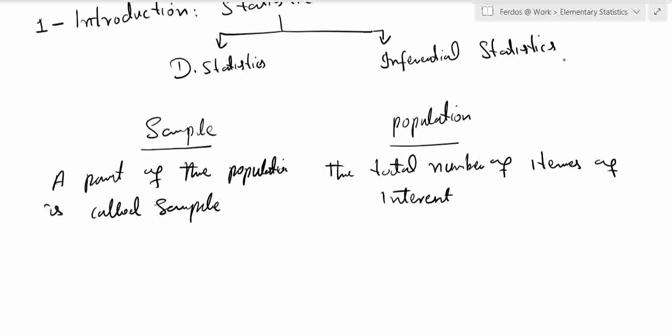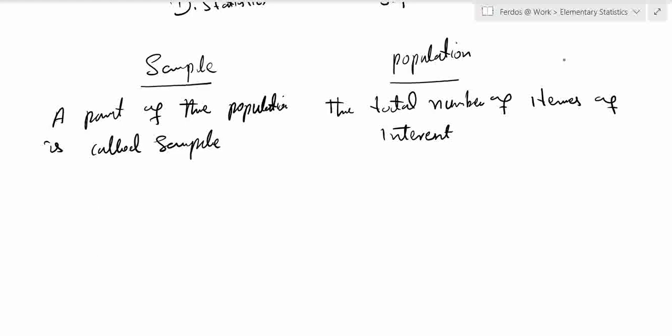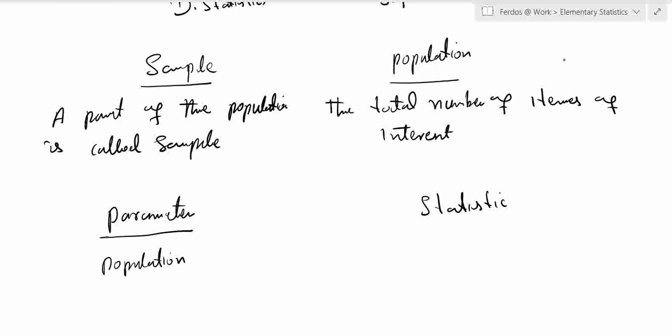Now, parameter and statistic. These are numerical quantities. The numerical quantities you can calculate from population data are called parameters, and the numerical quantities calculated from sample data are called statistics. This is the difference.